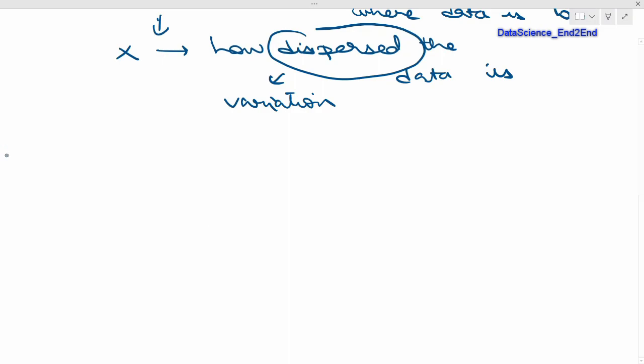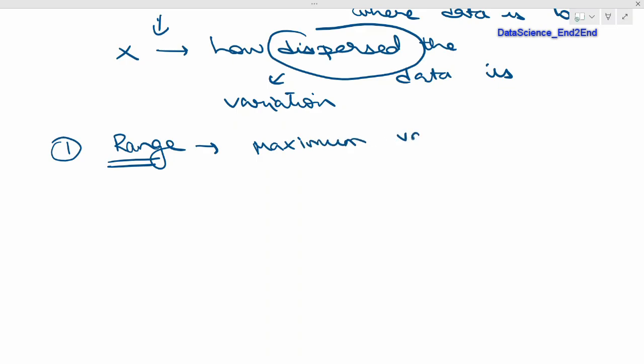To solve this particular problem, we have another set of measures called measures of dispersion. And in that, first of all we will talk about range. Range is nothing but maximum value minus minimum value.